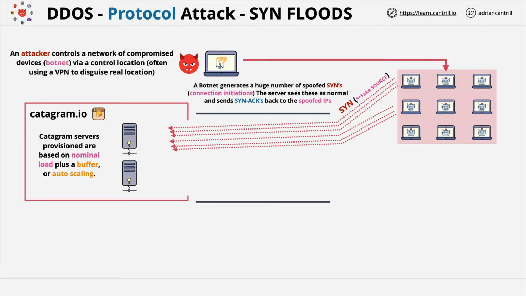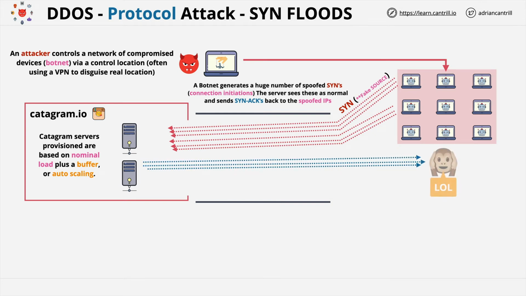Now, under normal circumstances, if these were real connections, what should happen is our server infrastructure would respond back with SYN ACKs, which are the second part of the three-way handshake. Normally, these connection attempts would be from real IP addresses, so IP addresses which are expecting to receive this second part of the three-way handshake. But because our botnet has initiated these connections with spoofed IP addresses, there won't be anything on the receiving end for our servers to communicate with, and so in this case these requests will simply be ignored.